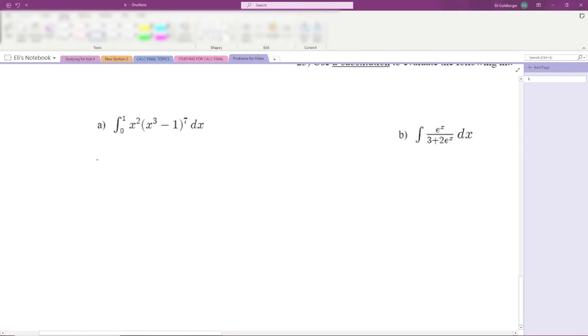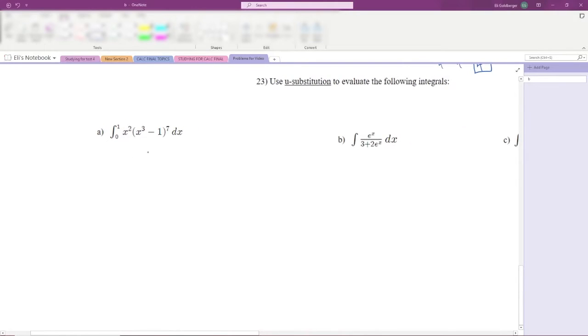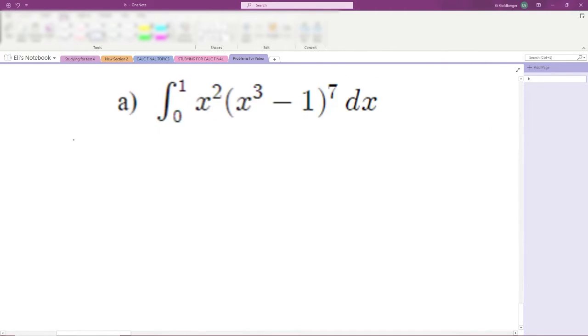Okay, so this is question 23, and it asks us to use substitution to evaluate the following integrals. So we'll start with part A. Let u equal x cubed minus 1. So let's find du, which is the derivative of u. That's just going to be 3x squared minus 0, but just ignore the minus 0.